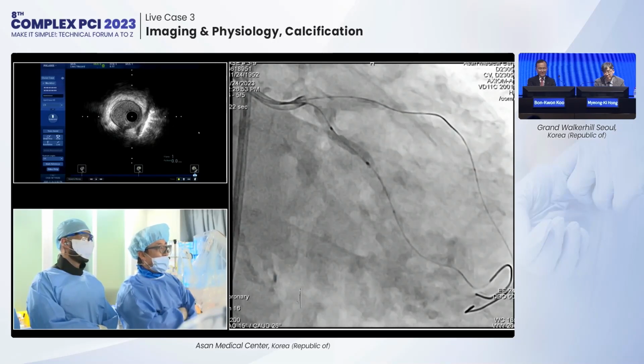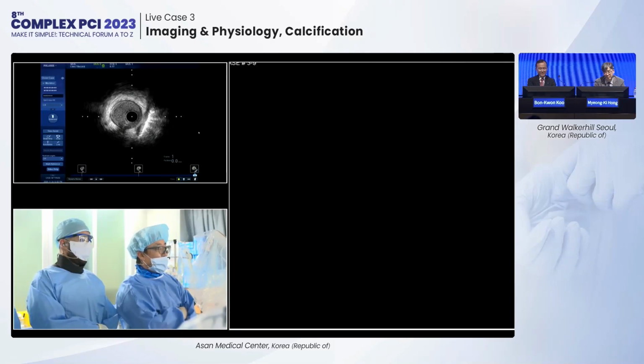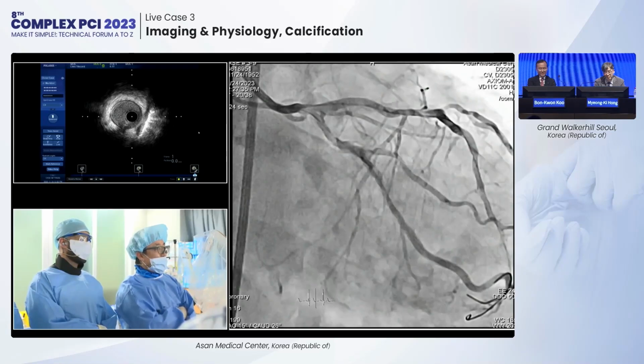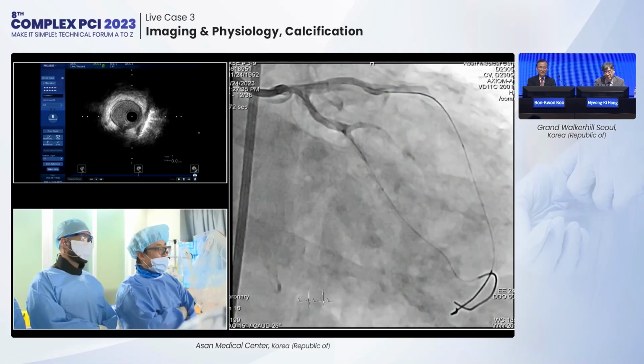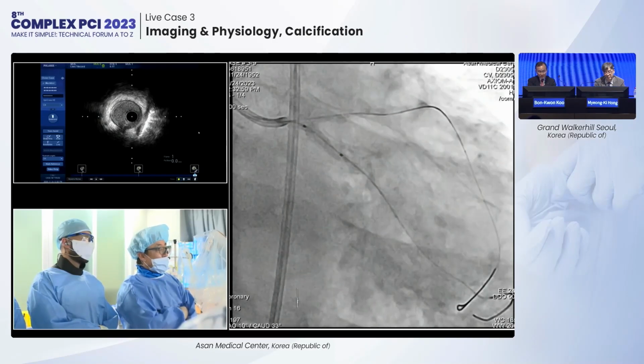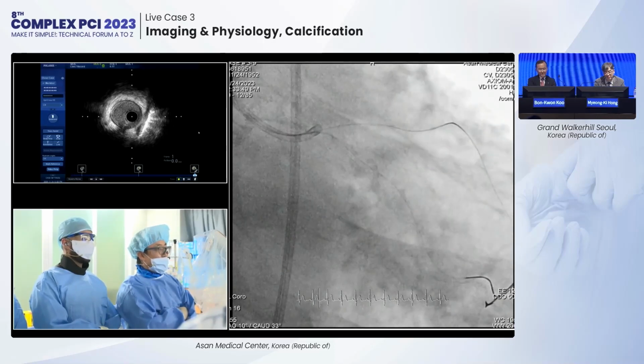Okay, next one. We did aggressive dilation using the 3.25. Here the distal segment is also narrowed. Next one, and the IVUS passage was not easy. We did aggressive NC balloon dilation several times. And the next one.